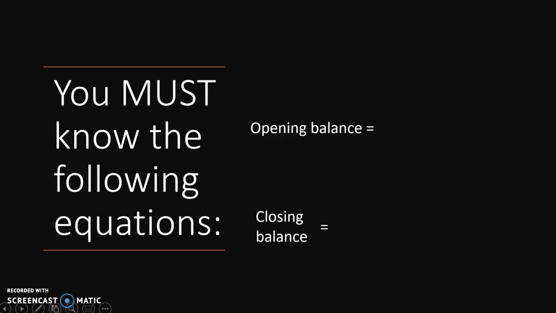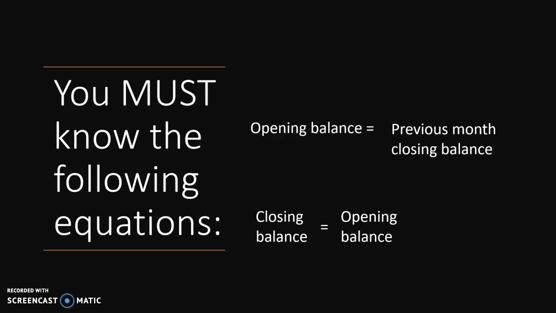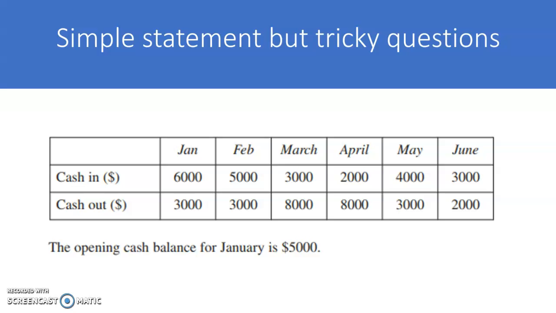So you must know the following equations. First of all, it's probably more of a statement of fact. The opening balance of one month will equal the closing balance of the previous month. So if my closing balance in June was 1,000, my opening balance in July would also be 1,000. To calculate my closing balance, it's simply my opening balance plus inflows minus any outflows over the period.